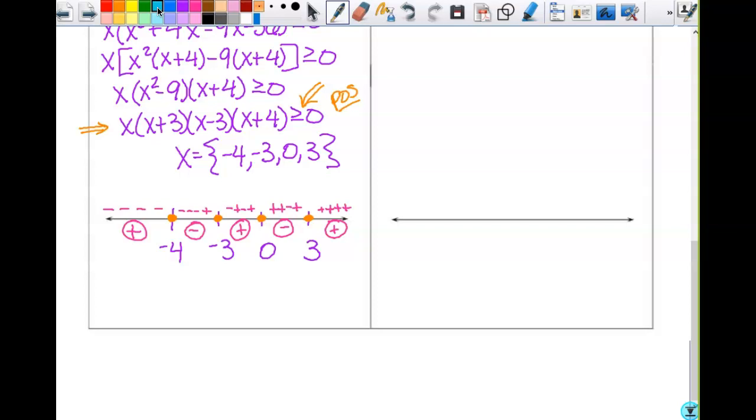So do y'all agree with my signs? If you do, then you can go ahead and shade as well. So positive, negative, positive, negative, positive.